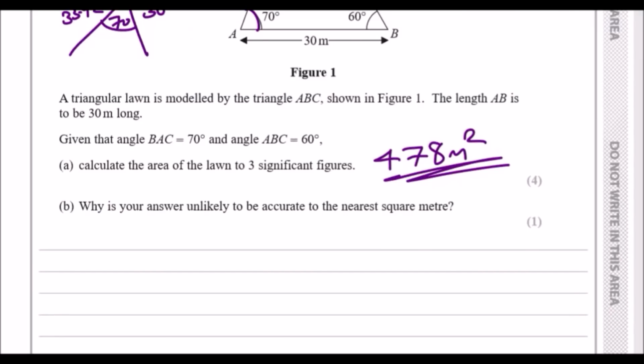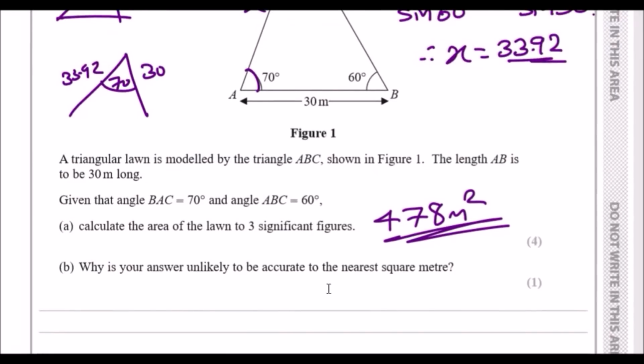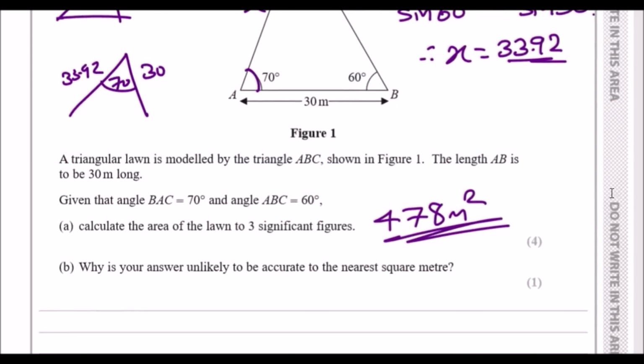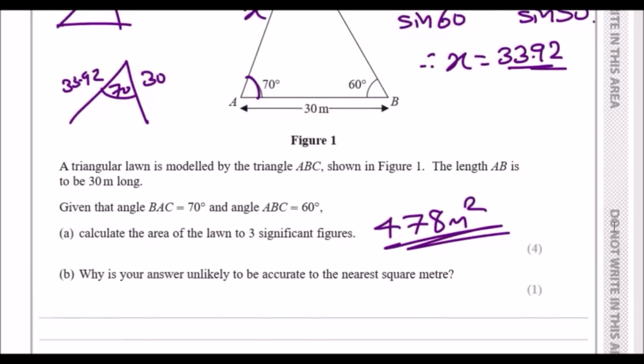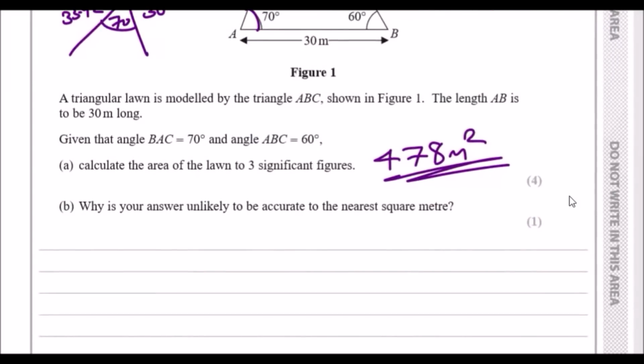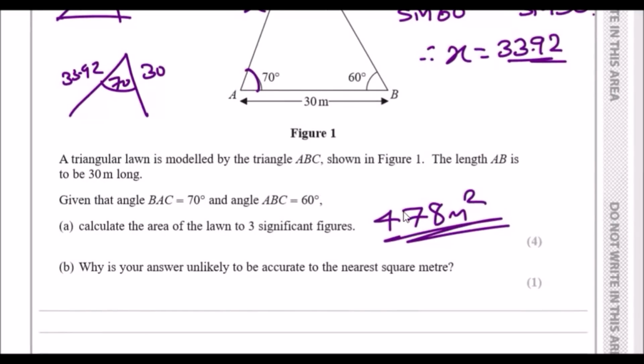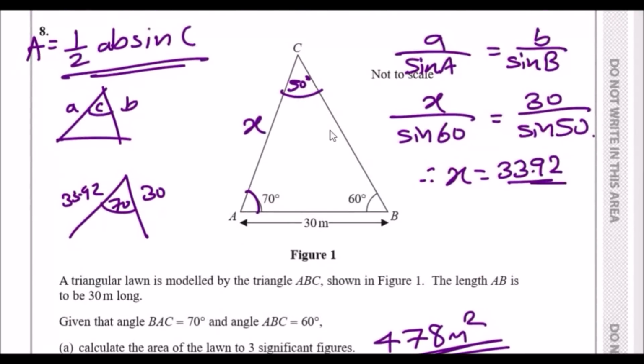For part B, why is your answer unlikely to be accurate to the nearest square meter? This is one of those thinking questions. Logically speaking, and I've checked the mark scheme to confirm this, sometimes you don't have to necessarily answer with the actual square meter, because the general idea is to put this in a real context. So this is talking about a 2D map of a lawn.